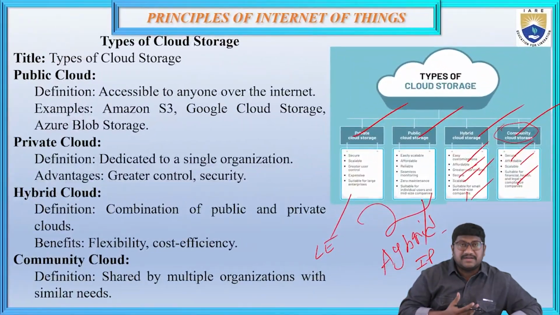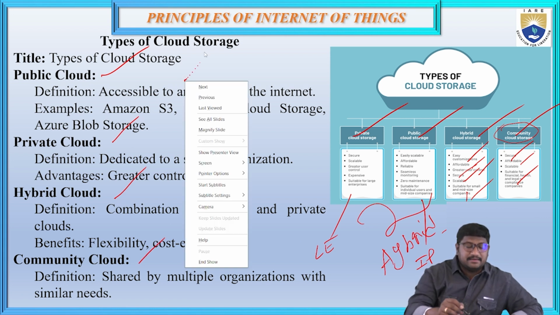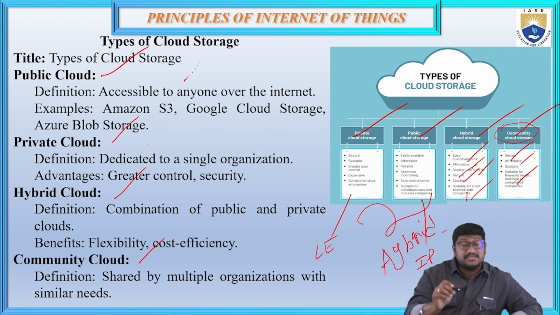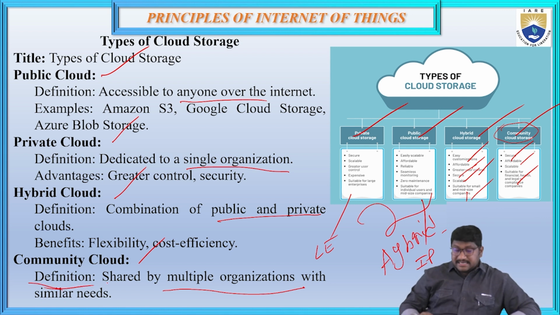There are four different types of clouds. As I told you, public cloud, private cloud, hybrid cloud, community cloud. Public cloud, which can be accessible to anyone, whereas private cloud is accessible to a single organization. And coming to hybrid, which is a combination of both public and private, and community cloud, shared by multiple organizations with similar needs. This is how the types are.